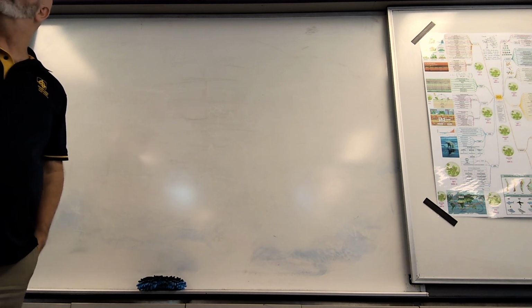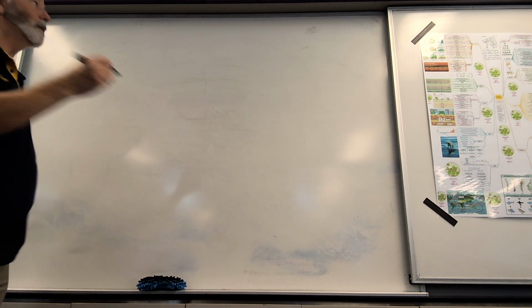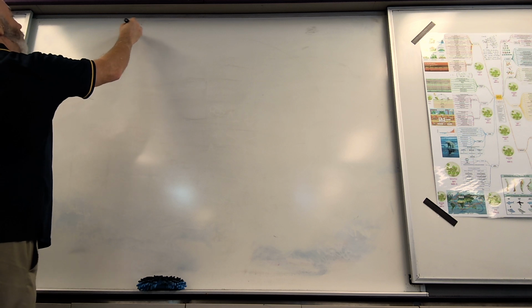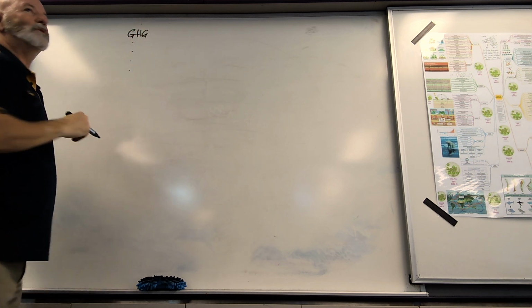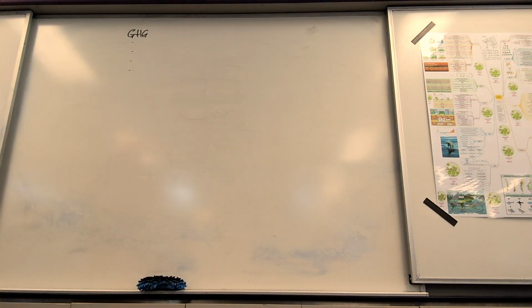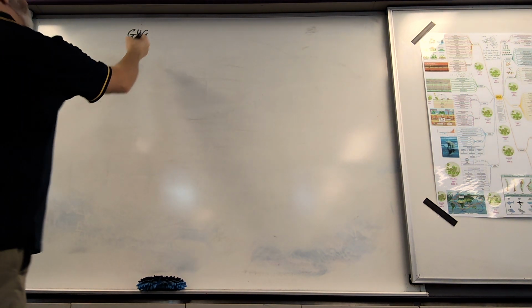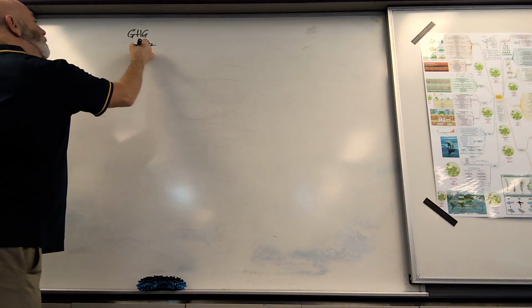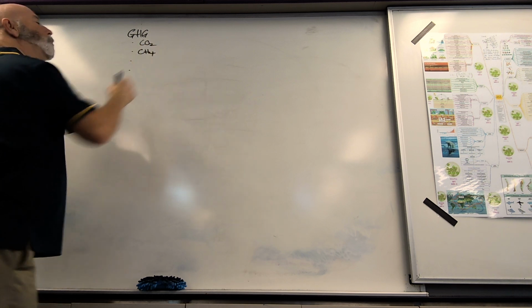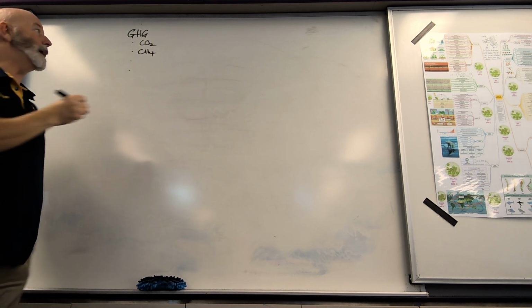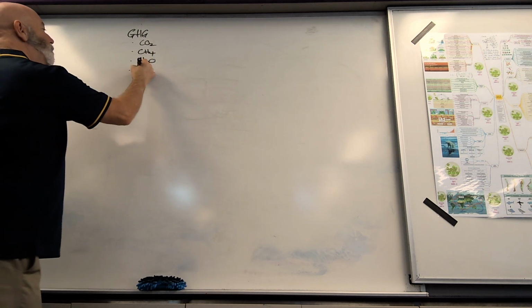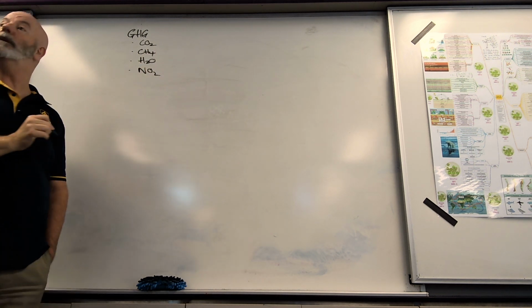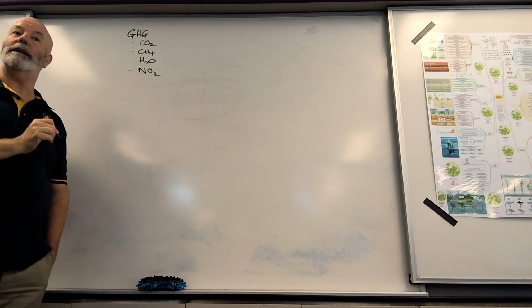The next is topic number 3, global warming. Greenhouse gas. There are 4 types of greenhouse gas. We just spoke about one, CO2. There's CH4. What's CH4? Methane. We've got H2O, which is water, and then we've got NO2, which is nitrous oxide.